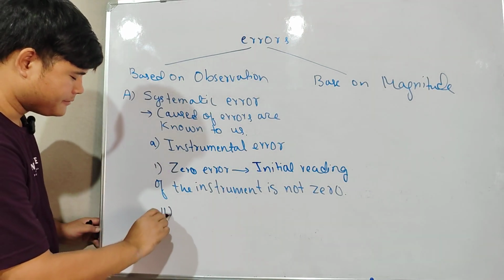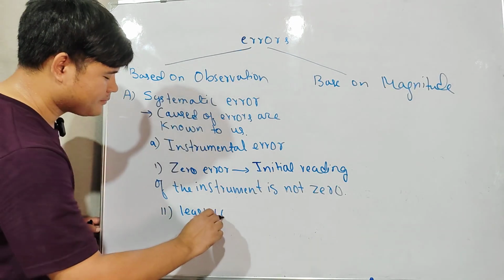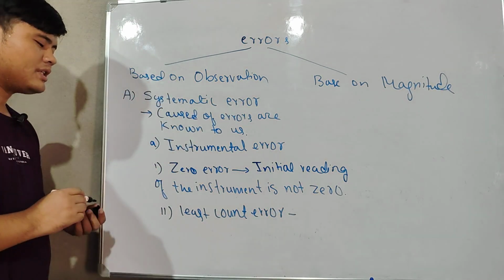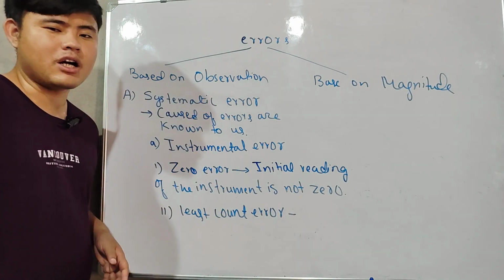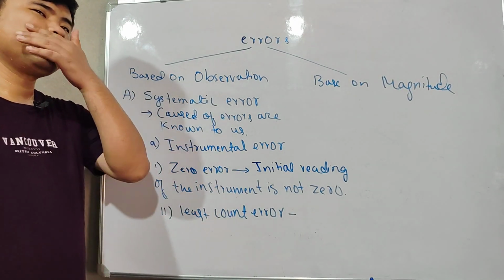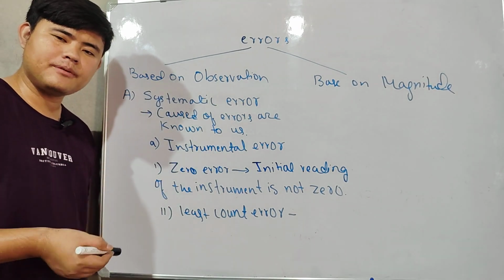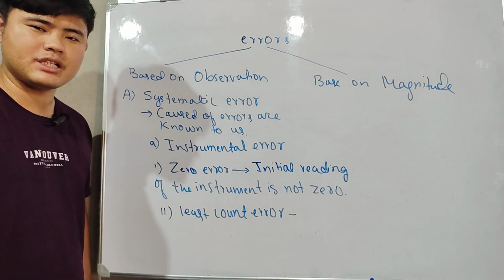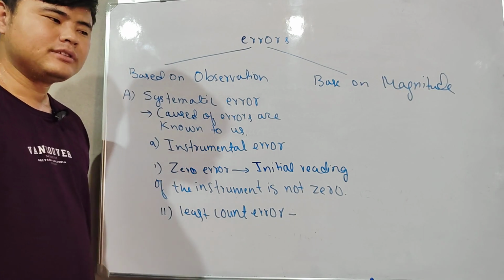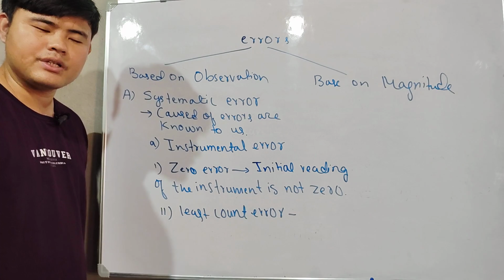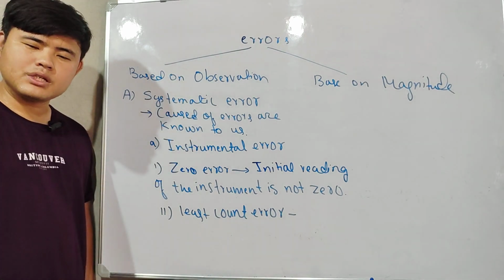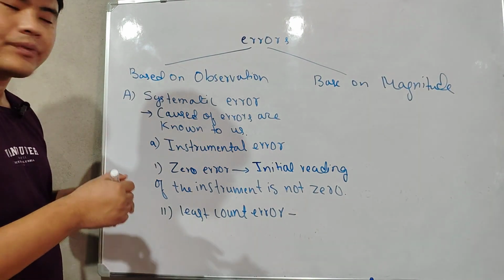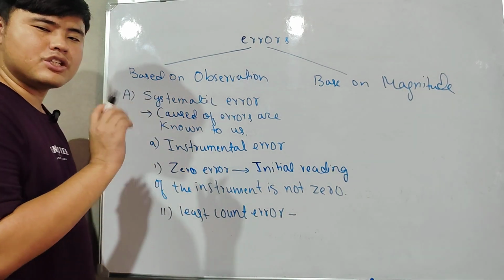The other one we have here is the least count error. First we must understand what least count is. Least count is the minimum value that an instrument can measure. Suppose the normal scales that we use can measure only up to 0.1 centimeter.